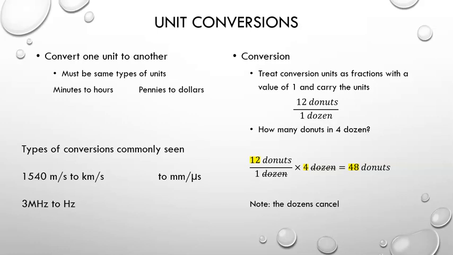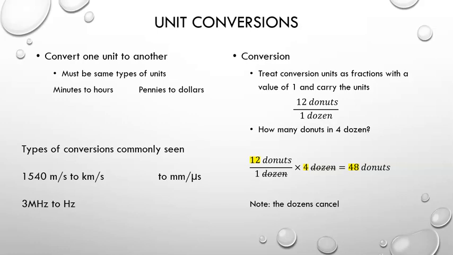So types of conversions that are commonly seen in ultrasound on the SPI exam is converting something like the speed of sound at 1540 meters per second into what is the speed of sound in kilometers per second. Well, it turns out it's 1.54 kilometers per second. What if you had to convert that 1540 meters per second to millimeters per microsecond? Well, again, it's 1.54 millimeters per microsecond. That's equivalent to the same speed as 1.54 kilometers per second.